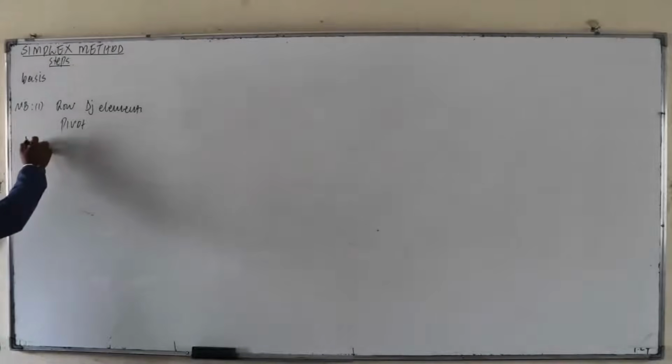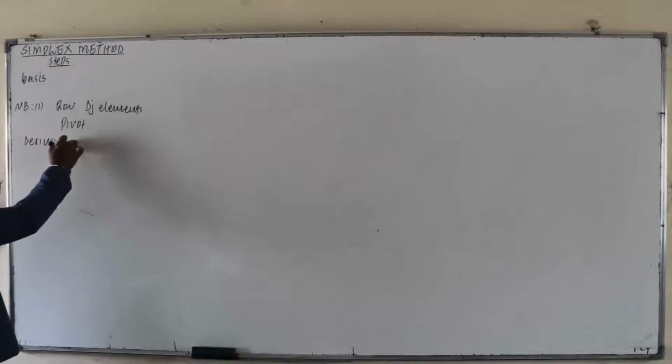Now let's look at derivatives. One is CJ. This contains the contribution margin.